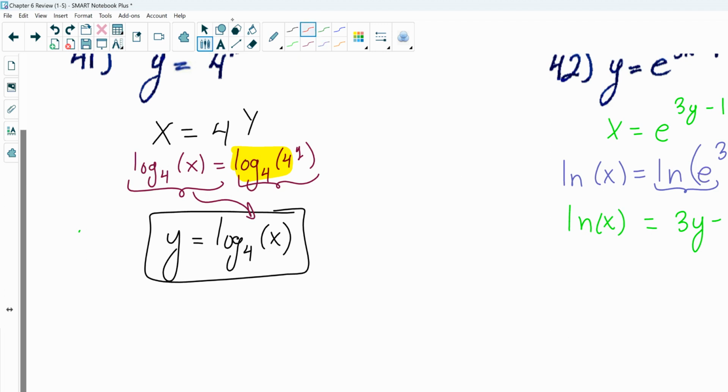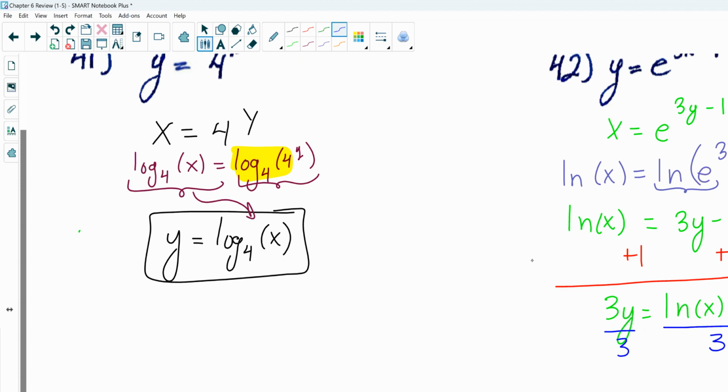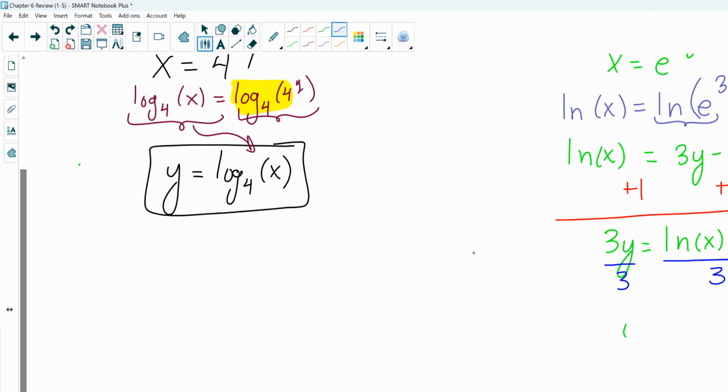Now, at this point we would be finished if y was by itself. So the first thing we'll do is add 1, telling us 3y is equal to the natural log of x plus 1. And lastly, to get y by itself, we divide both sides by 3, telling us y is equal to the natural log of x plus 1 over 3. And yes, we will need the parentheses around the x with the natural log. Well, we do or don't, but we do. It'd be better to have it than not.